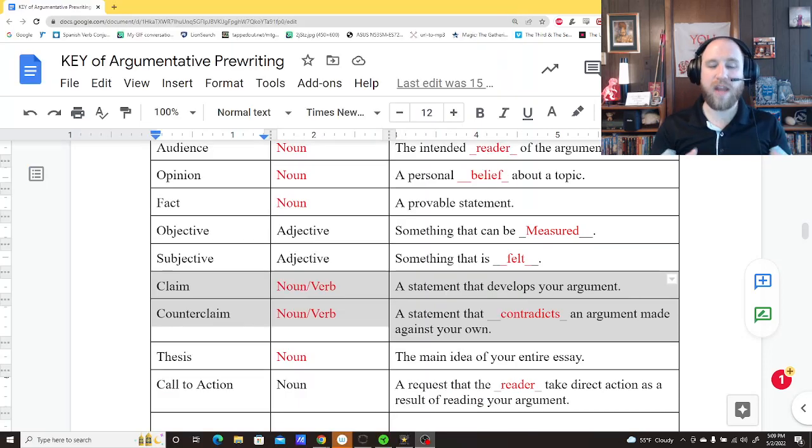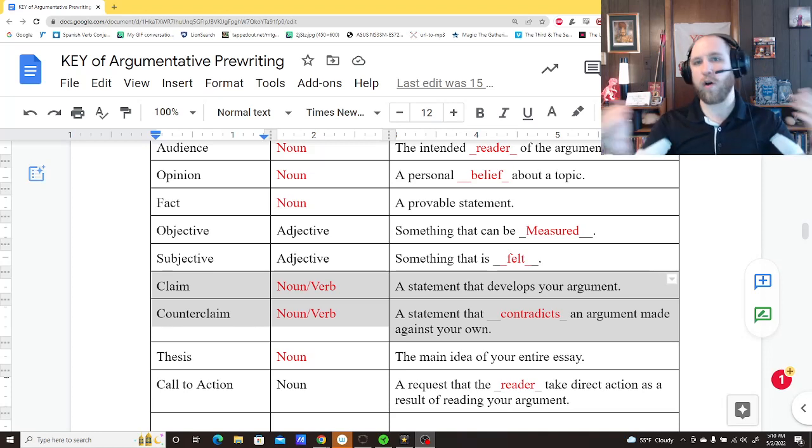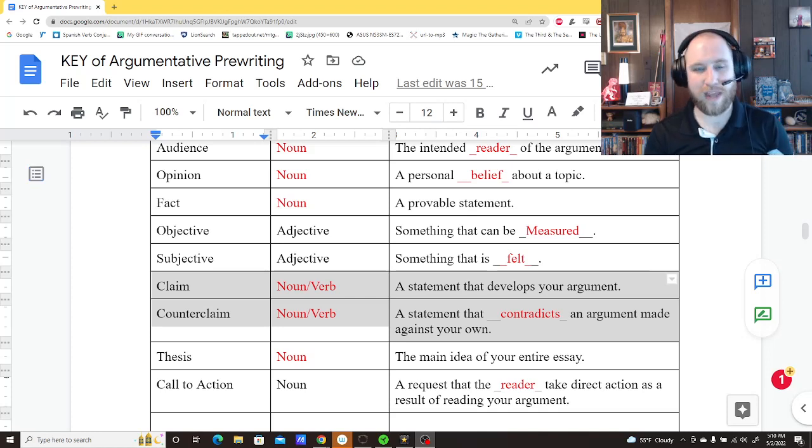right? When you are writing your argument, you need to be writing counterclaims in against people who would attack you. So you need to be aware of all of the arguments that are going to come at you and make sure that you counter them before you get hit with them.